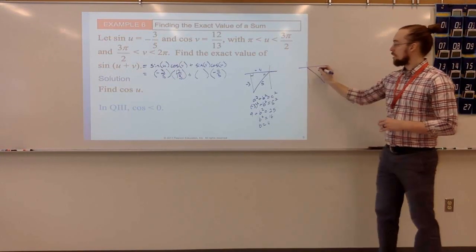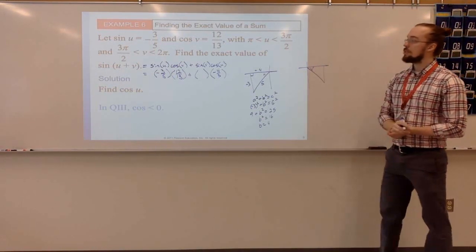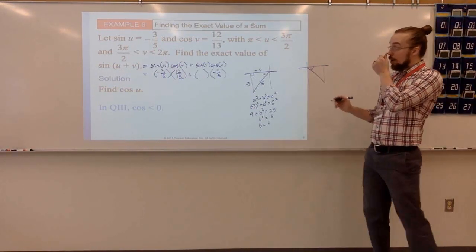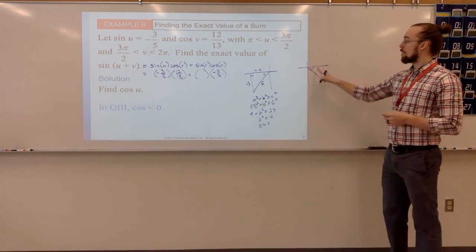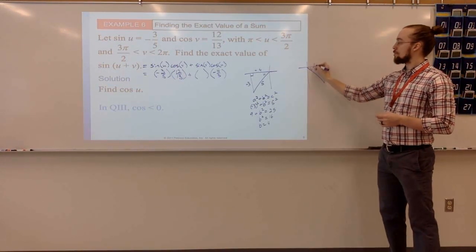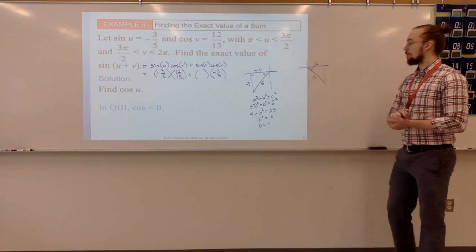Fourth quadrant. This is angle v. And we know the cosine of v. Cosine is adjacent over hypotenuse, 12/13.